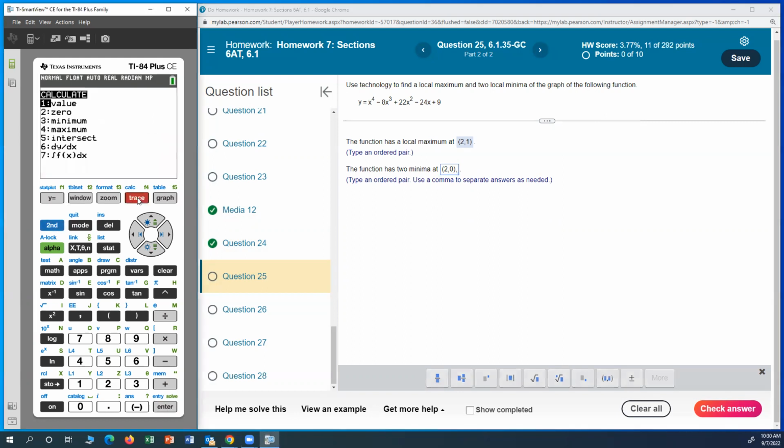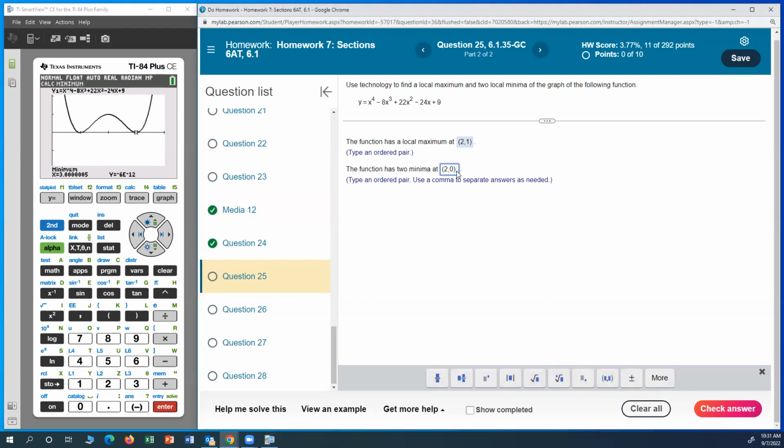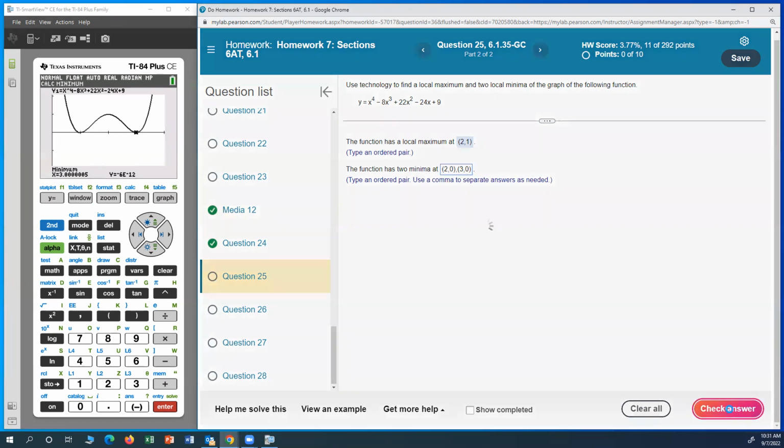And now I have to repeat the process for the second one. So now I want to focus on that right-hand minimum. Get your cursor to the left of that right-hand minimum, and then to the right of that right-hand minimum. Hit enter, and so we're going to get x is 3, y is 0. Again, we have that scientific notation. And it says that that is wrong, so let me look at what might have gone wrong.